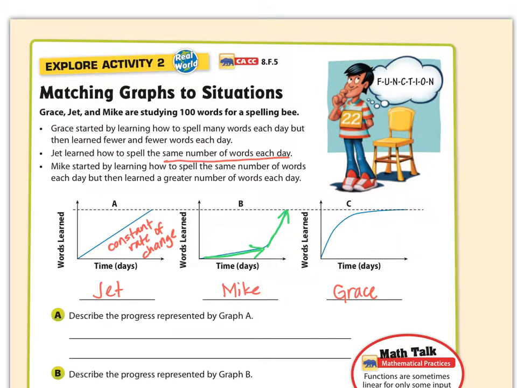So that's Mike. And Grace started by learning how to spell many words. So that's why it's so steep right here. And then learns fewer and fewer each day after that. So that's why it's almost like a flat line, but it's still going up a little bit. So you want to think of how steep these lines are. It's going to describe sort of how fast it's changing and be able to describe that.